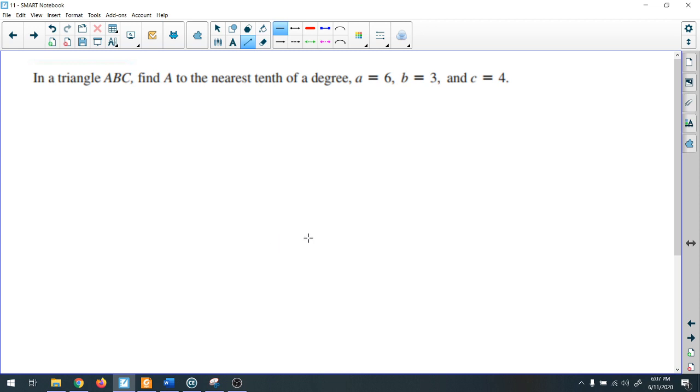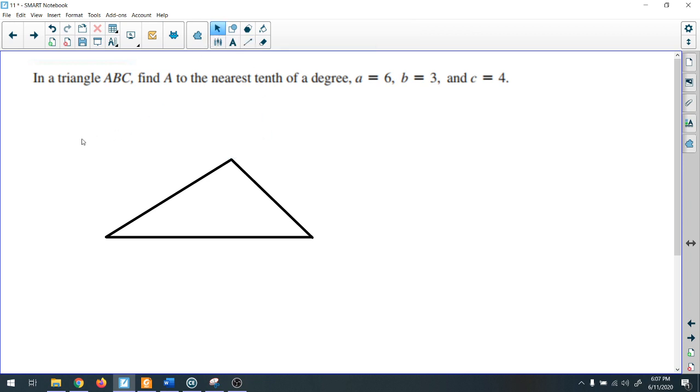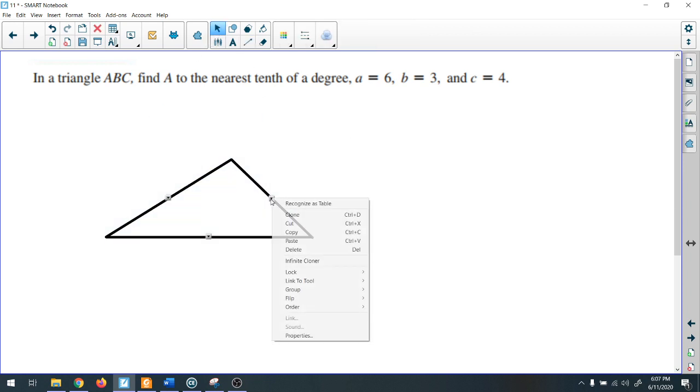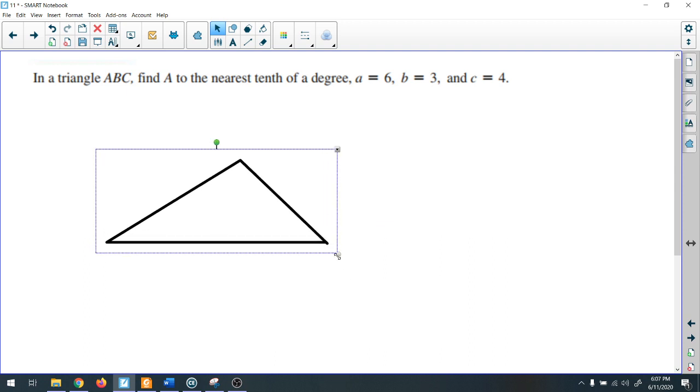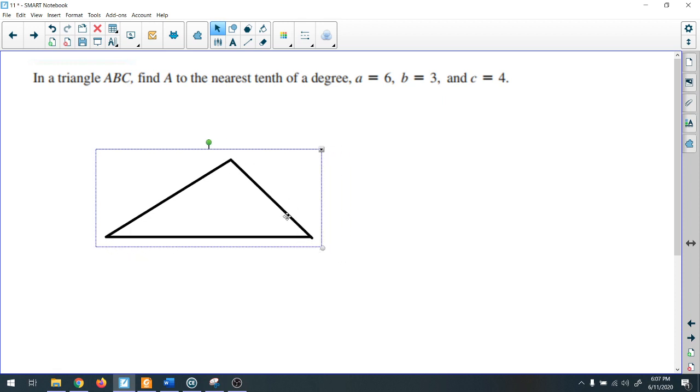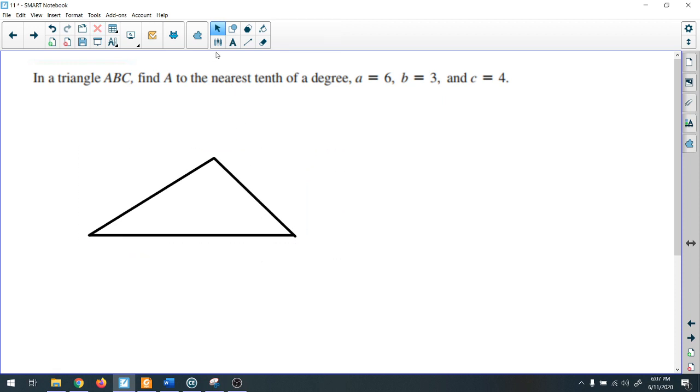The longest side is A, which is 6. Here it is. And then C is a little bit shorter. And then B is the shortest one. Then we will group it. And this is our triangle that we work on. Close to perfect.